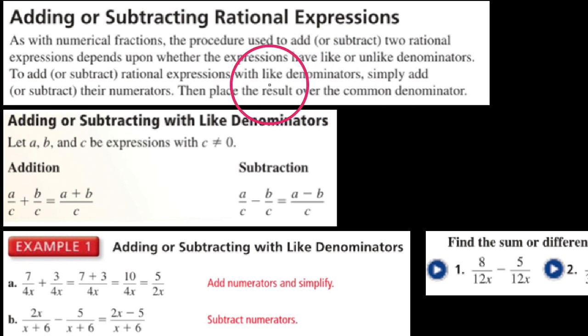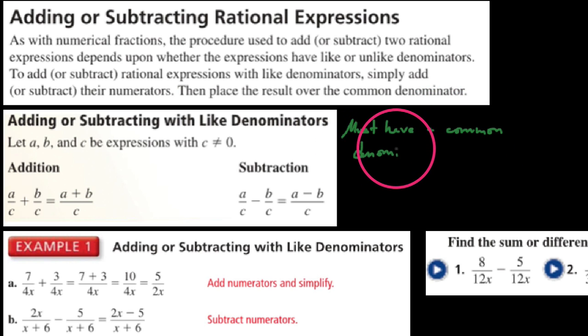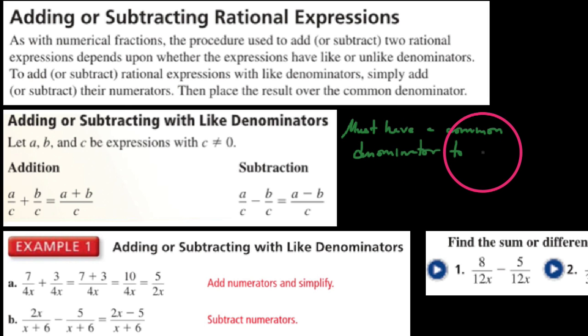So I suppose the one thing we want to make sure we mention here is to add or subtract rational expressions with like denominators, we just add or subtract the numerators and place the result over the common denominator. So we must have a common denominator to add or to subtract.